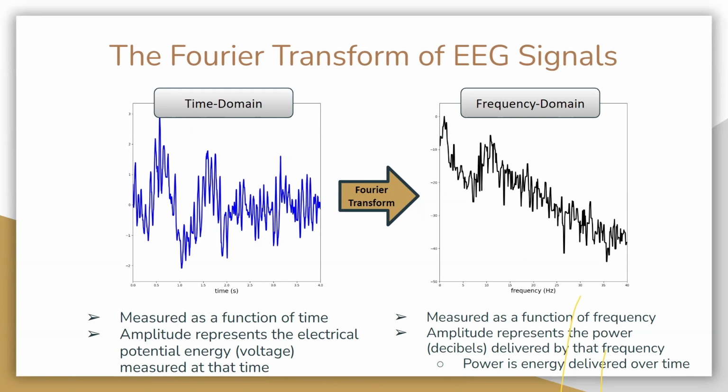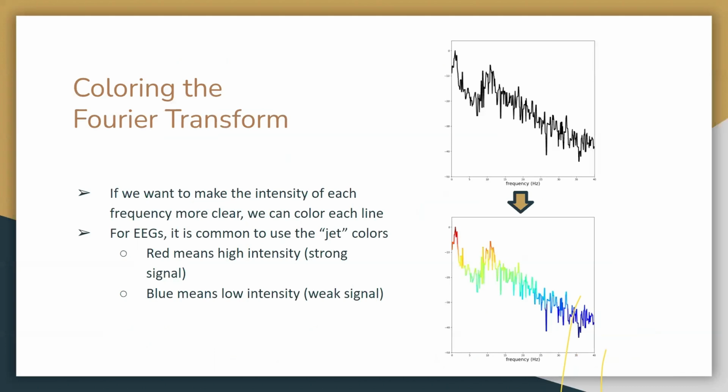To make it a little more clear what frequencies we actually care about, we can color this data. So let's say I want to color it so I can just say all the red stuff is high power and all the blue stuff is low power. Well, that's exactly what I've done here.